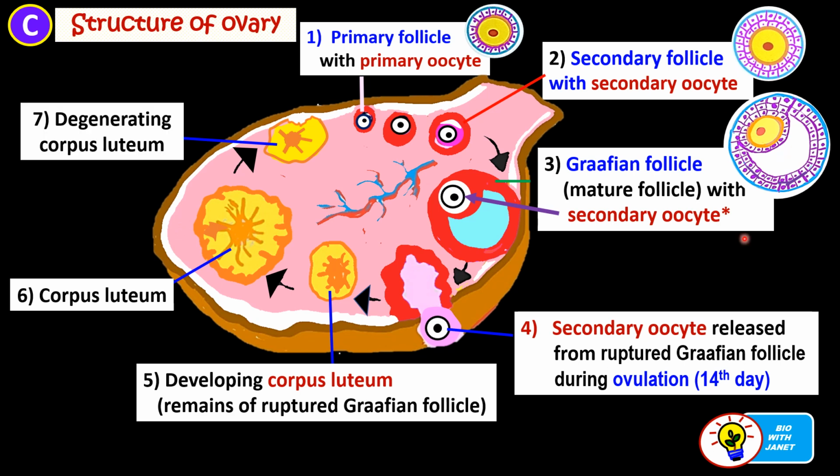Now next, if there's no fertilization in the fallopian tube, the corpus luteum will break down. It will degenerate. So it becomes smaller and smaller instead, right? So these are the phases in the development of the follicle and the corpus luteum. Of course, it's not always arranged in a circle like that. All right, this is just to show you the sequence of the different stages.